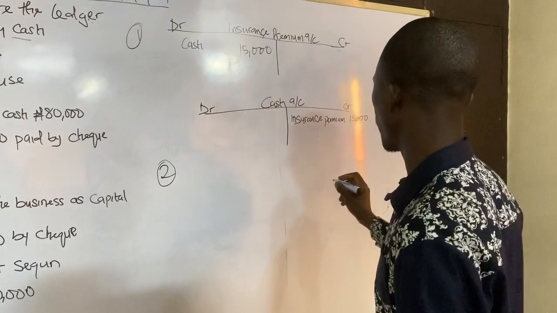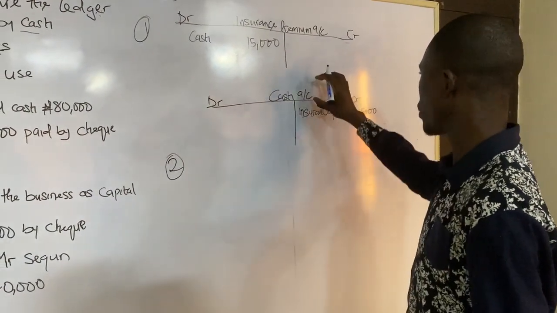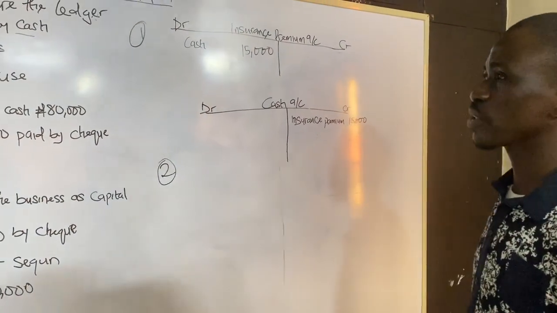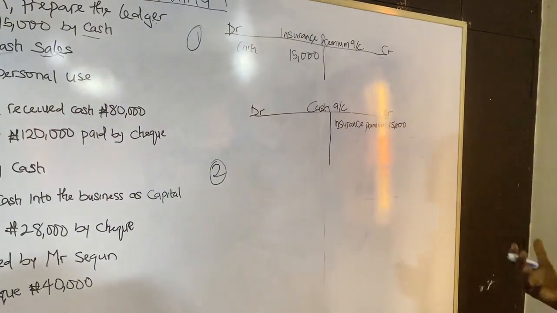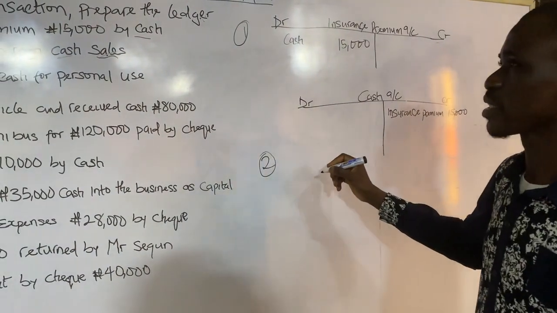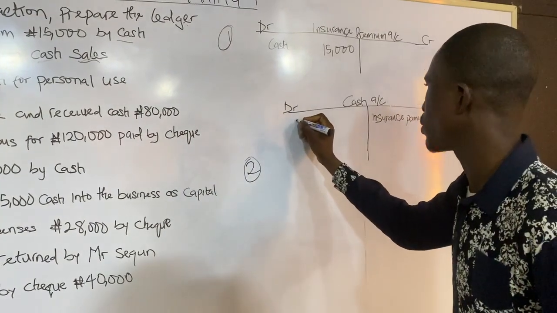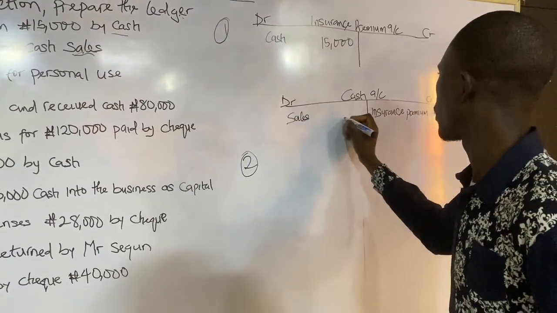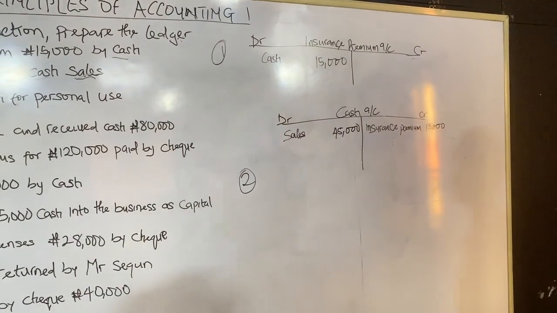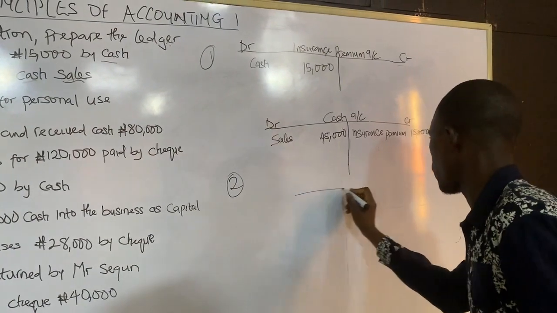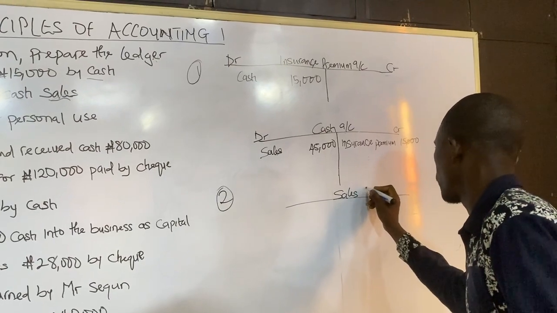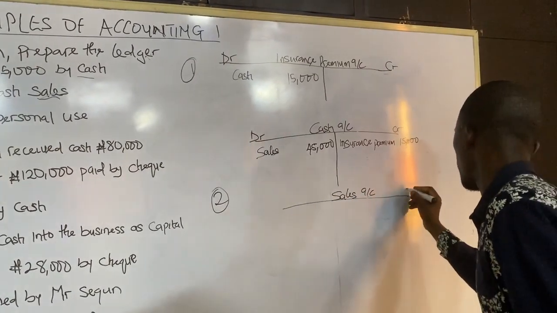So you open your cash account, or better still, you can continue from the same cash account you opened. From this cash account, you can say cash is coming in, so cash has received more value. So you debit your cash with sales, 45,000. This is the debit entry, while the credit entry is the sales account.